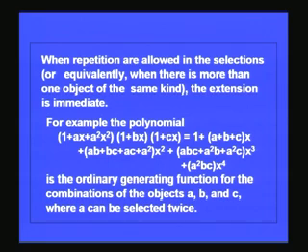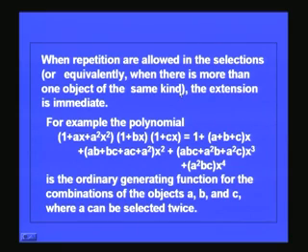For A, you can choose it either once or twice, and B and C you can choose only once. In that case, how does the expression become, or how does the generating function look like? When repetitions are allowed in the selections, or equivalently when there is more than one object of the same kind, or you can look at it like this, you are having 2 red balls, 1 blue ball, 1 green ball, from which you have to select 1, 2, 3 balls and so on.